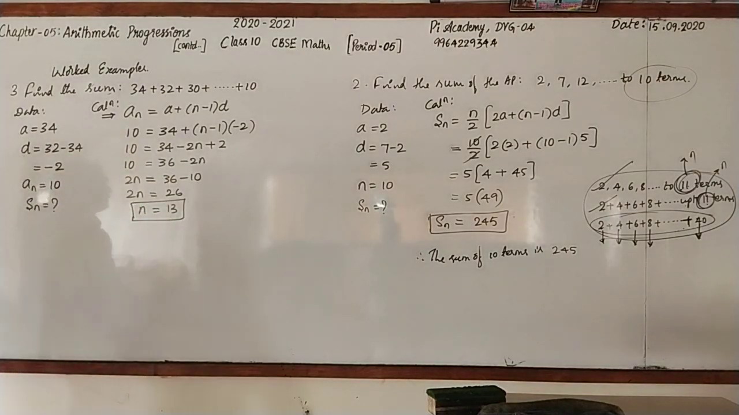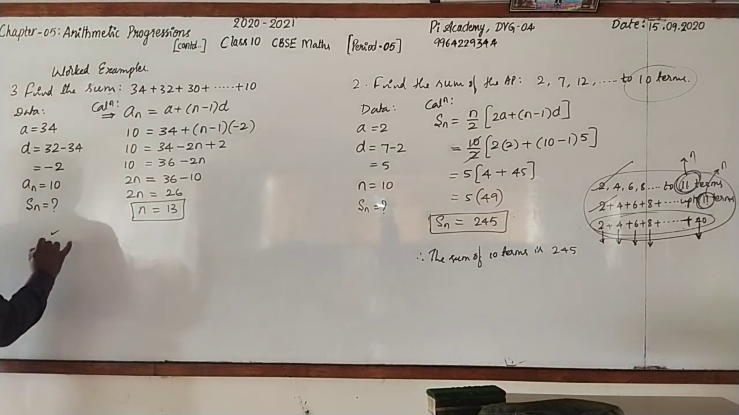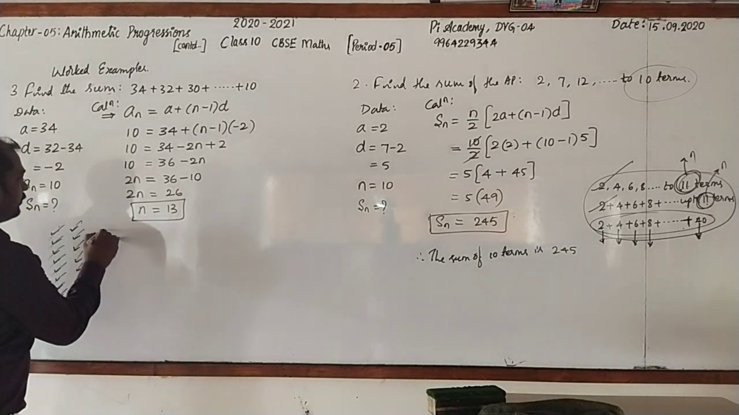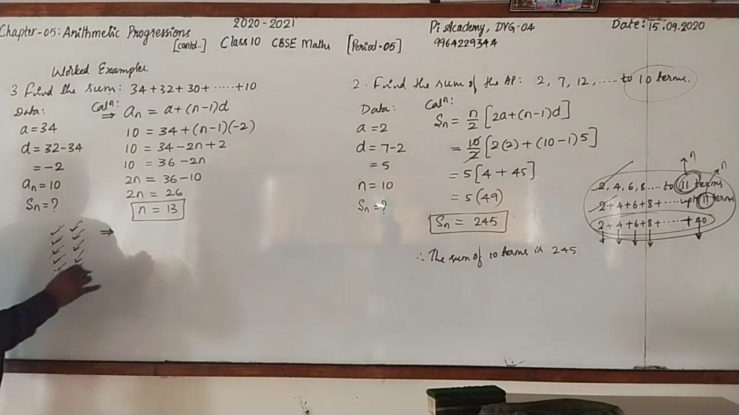We have come to know there are 13 terms, right? You can count it. See, 34, 32, 30, then 28, 26, 24, 22, 20, then 18, 16, 14, 12, 10. Right? Count it. 1, 2, 3, 4, 5, 6, 7, 8, 9, 10, 11, 12, 13. See, there are 13 terms. Clear? And now we have to find the sum.